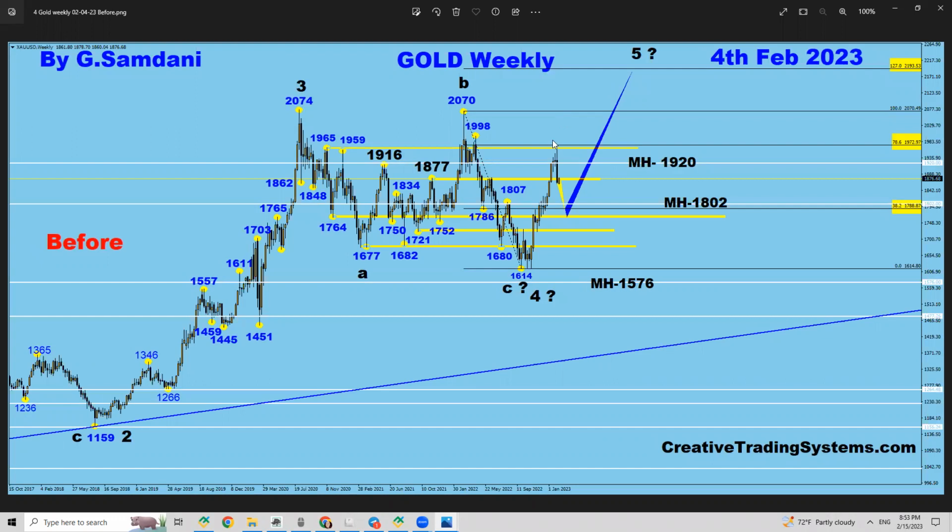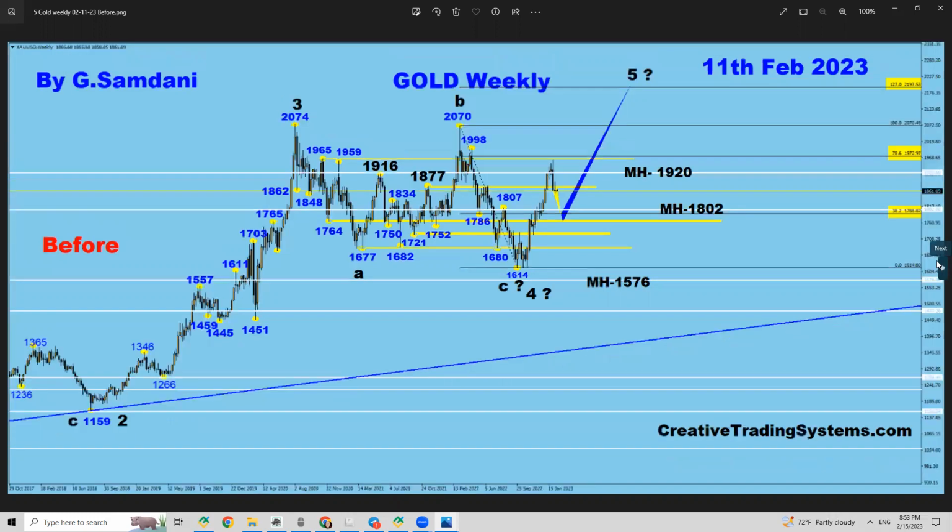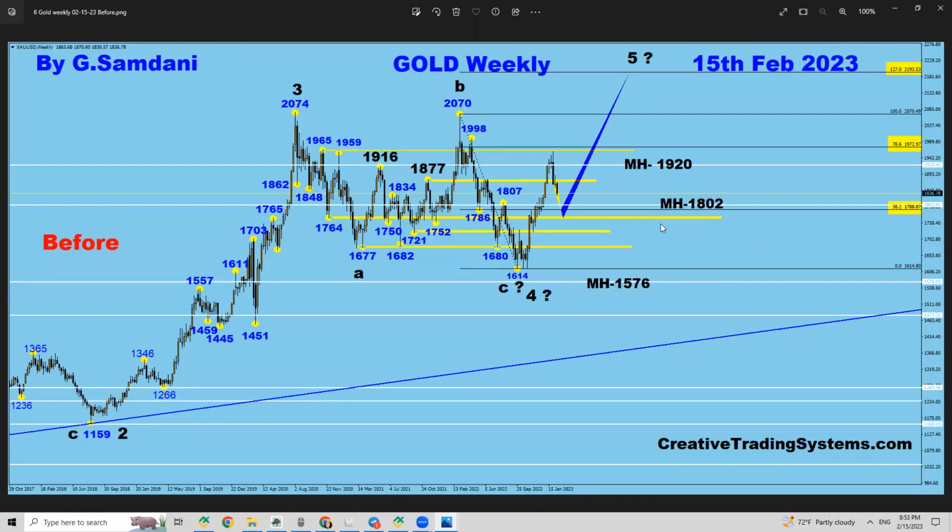Last week, it dropped from there, right? It went up, it touched that 1959 and dropped. On the 4th, I made this chart again saying that, okay, if it stays below 1877, it's going to go down. So what happened then? It stays there until the 11th, still below 1877. Then I said, okay, it's going to probably go down anyway. And this is what it is.